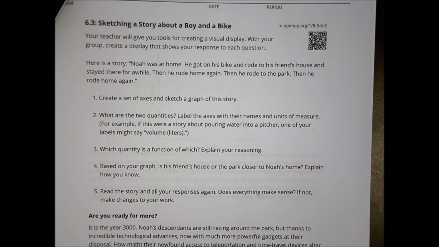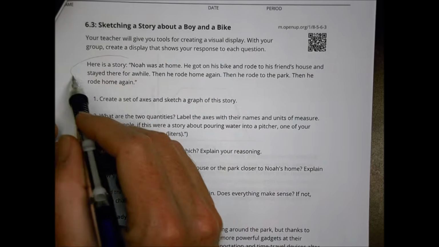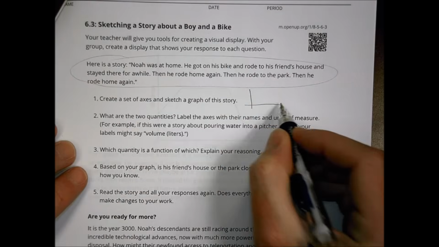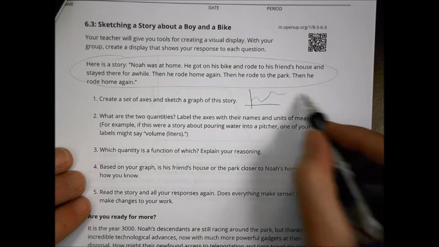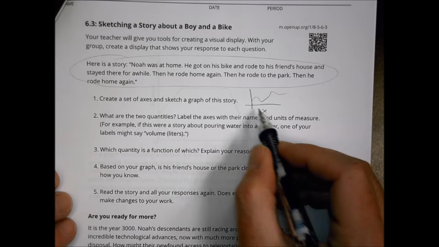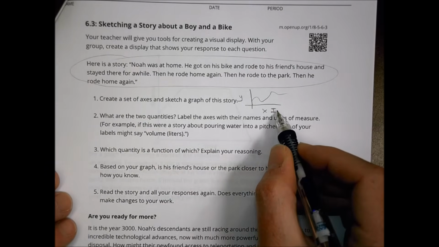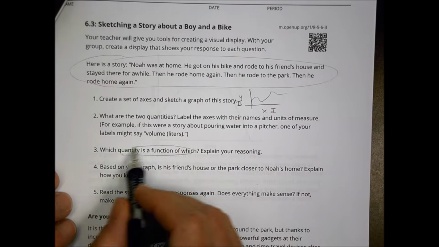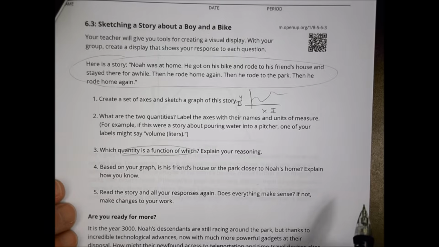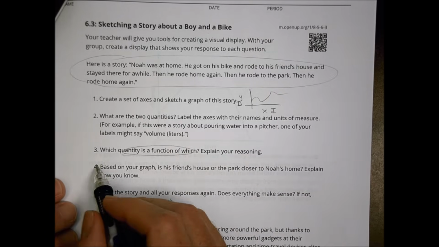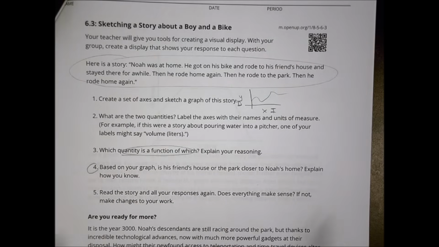And so the idea here is that you're going to read a story, and you're going to create a set of axes, like this. You're going to graph the story, whatever that might be. You're going to label this with what is our x value and our y value, or our independent and our dependent value. Describe which quantity is a function of which one, and then based on your graph, is his friend's house or the park closer to Noah's home? Answer some questions about which one's closer to what, and then read your story and see if it makes sense.